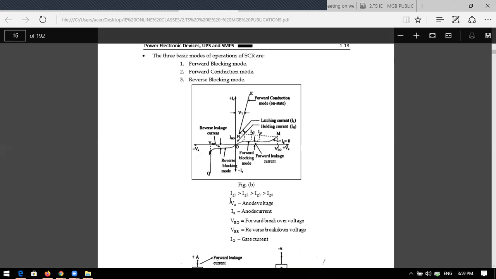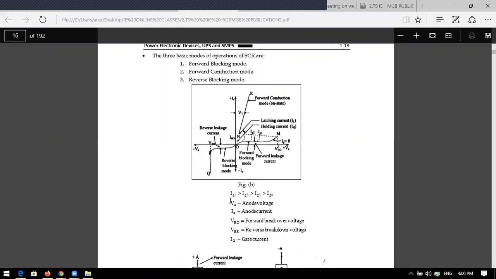Then what will happen? It will go into forward conduction mode. It is the first case. In the second case, to go into forward conduction mode, you increase the anode to cathode voltage greater than the VBO voltage. This second case is not permissible, you should not use it. Why? Because increasing the anode to cathode voltage more and more beyond VBO can damage the device, the SCR or thyristor. So the second case you should not use.